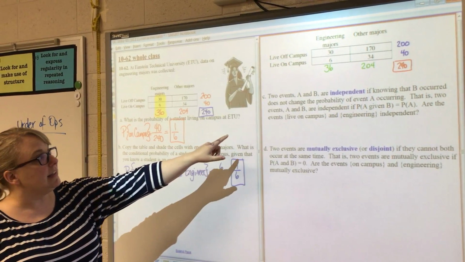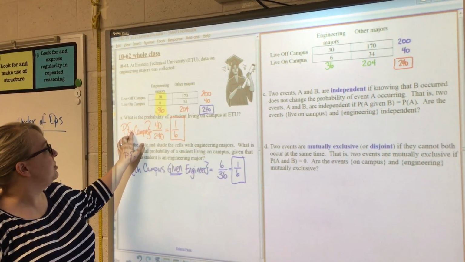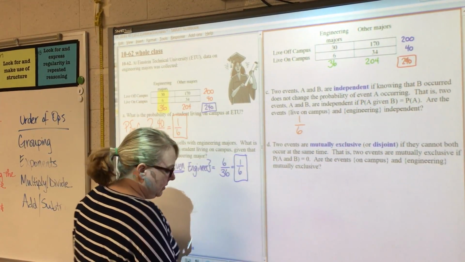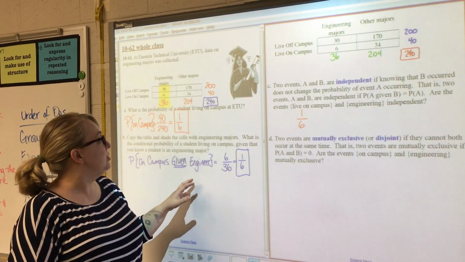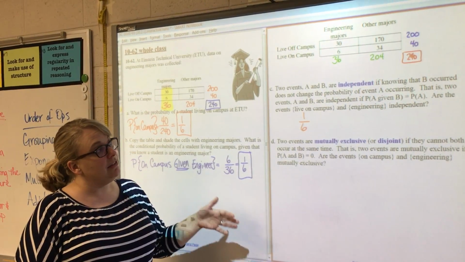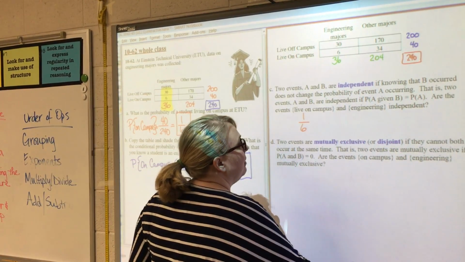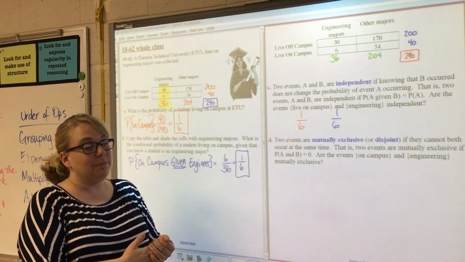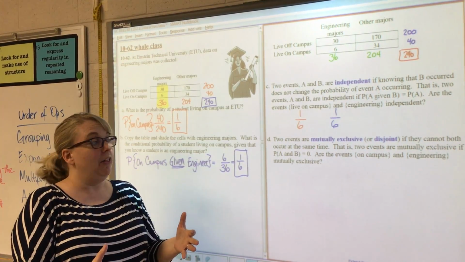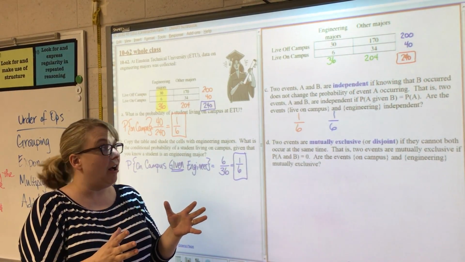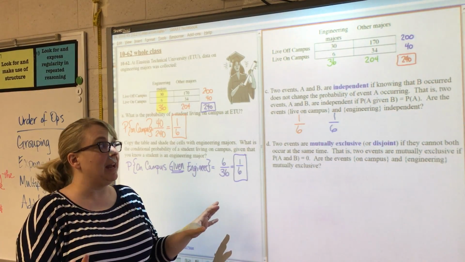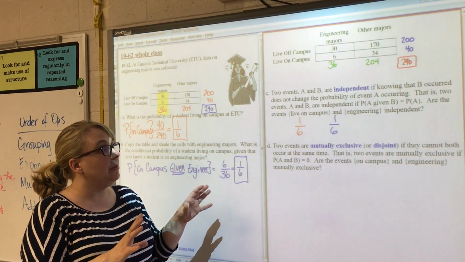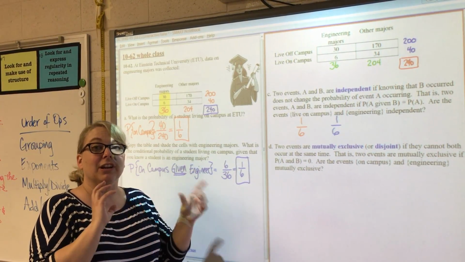Well, if I take a look at this, what's the probability that a student lives on campus? That probability is 1/6. What's the probability that a student lives on campus knowing that they're an engineering major? That probability is also 1/6. So knowing that they're an engineering major didn't change the probability at all. That means that they're not affecting each other at all. So that means they are totally independent. So that's how we figure out if two events are independent or if they're influencing each other.